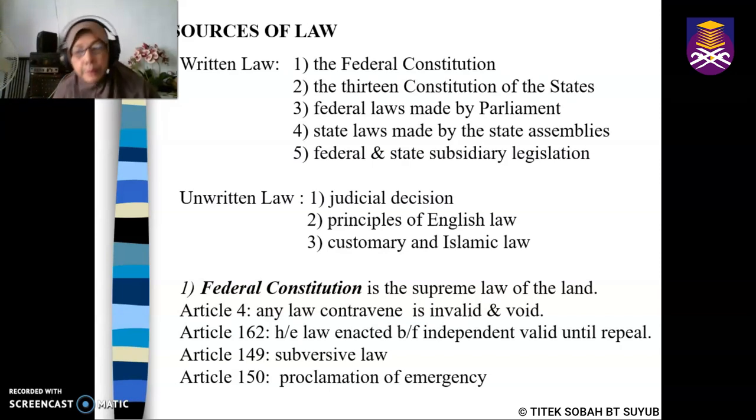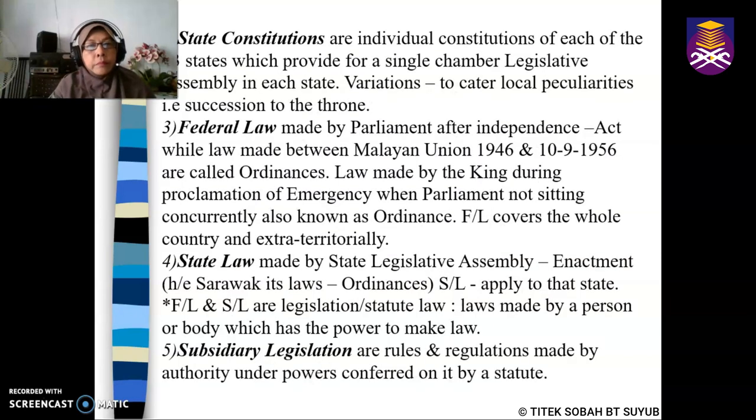Who can actually declare emergency? The ruler. For the whole of Malaysia, it is the Yang di-Pertuan Agong, and for the state, it is the Sultan, the ruler of that state. During the proclamation of emergency, if any law is enacted and that law is against the constitution, that law will still be a valid law.